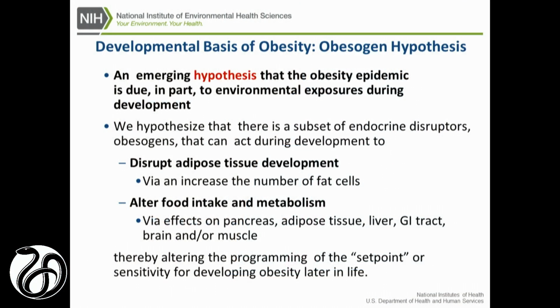So here's the obesogen hypothesis, that the obesity epidemic is due in part to environmental exposures during development. So the hypothesis is then that there is a subset of endocrine disrupting chemicals, which are called obesogens, that act during development and disrupt adipose tissue development, so they alter the number of fat cells. And they also can alter food intake and metabolism by having effects on the pancreas, adipose tissue, liver, GI tract, brain, muscle, all these components of this integrated, coordinated endocrine system.